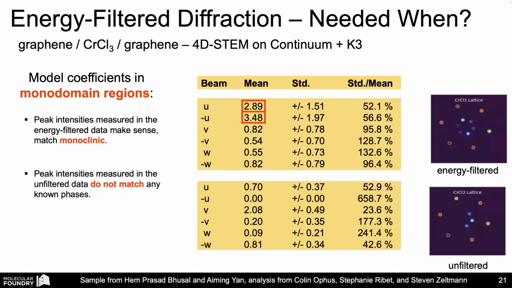But if you look at the peak intensities of the other sample here, 3 of the 6 values are extremely low. They've essentially fallen into the noise floor of that low scattering angle inelastic plasmon. And the standard deviations also tend to be higher in a relative sense here. So in other words, we just can't even fit these peaks without energy filtering.